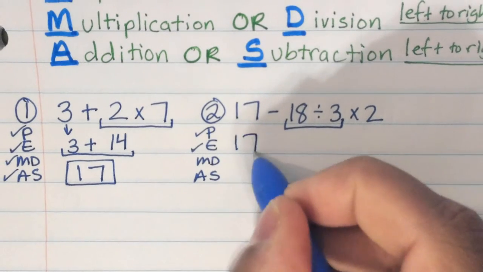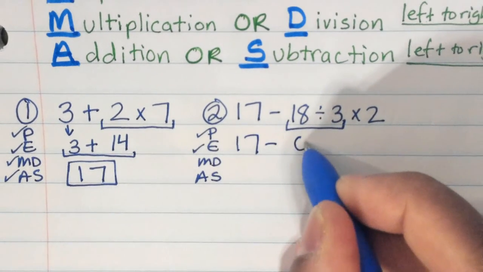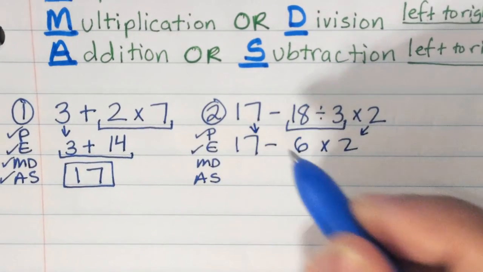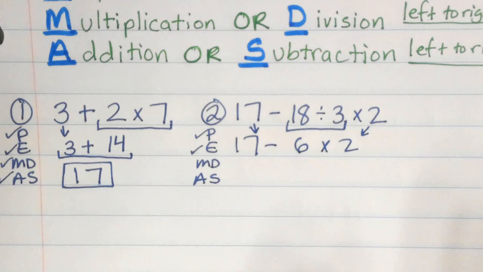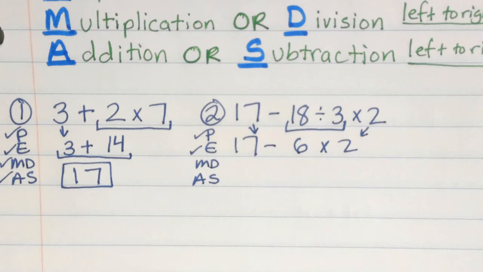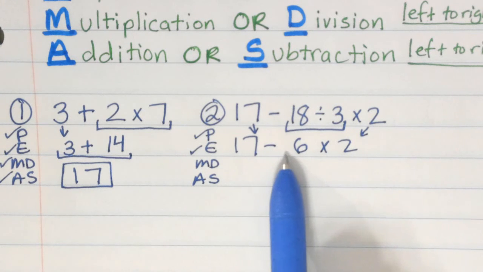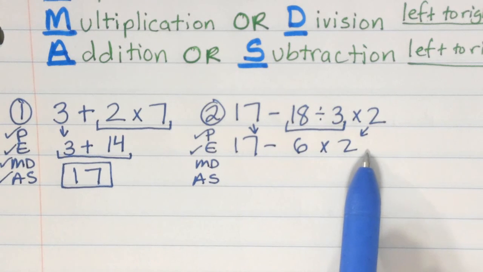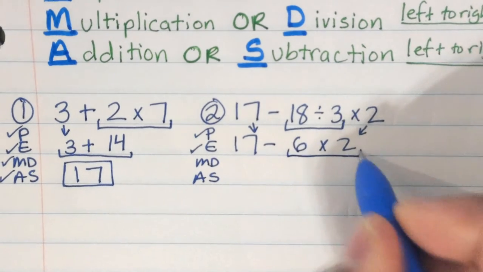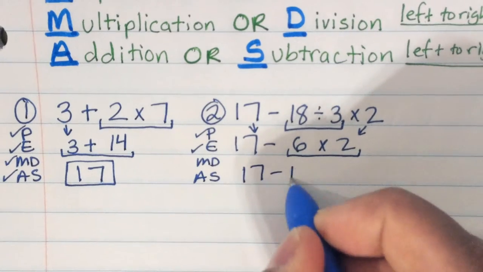So let's write everything out. 18 divided by 3 is 6. And then bring down the times 2. Notice I always bring down everything I don't use in one step. Now let's double check and make sure to see if I'm done with multiplying and dividing. So I take my pencil, move left to right. Am I done with multiplying and dividing? No. There's still one more thing I need to do. So I go ahead and do 6 times 2, which is 12.